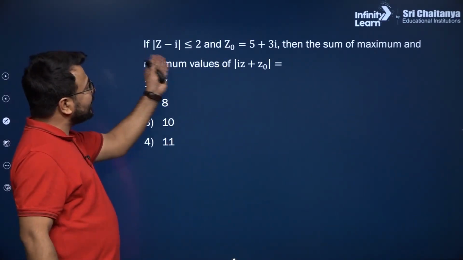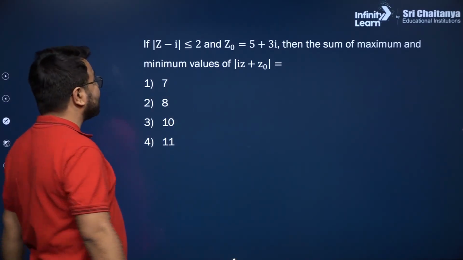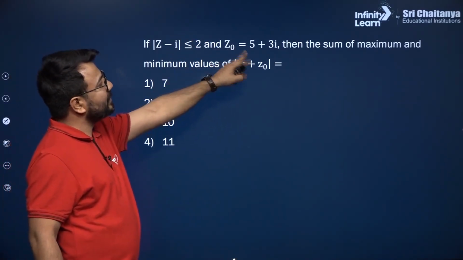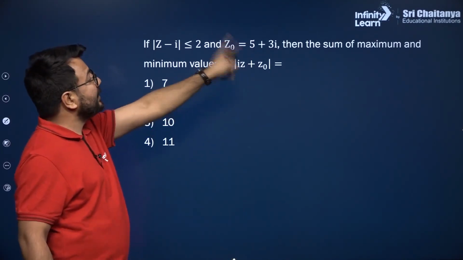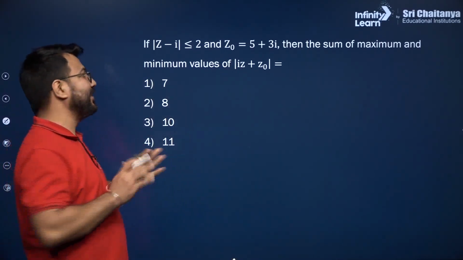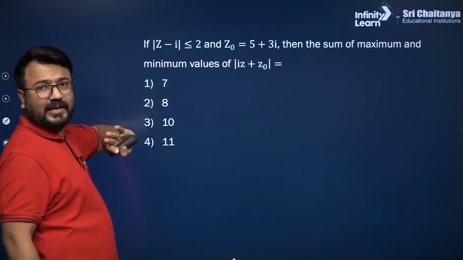So here we have modulus of z minus iota, and it is given to us less than or equal to 2. There is a number z0 also, which is represented by 5 plus 3 iota. Then the sum of the maximum and minimum values of modulus of iota z plus z0, we need to determine it. So how will I be able to figure it out?